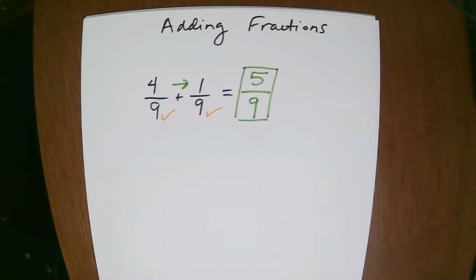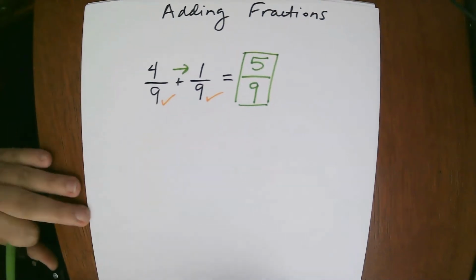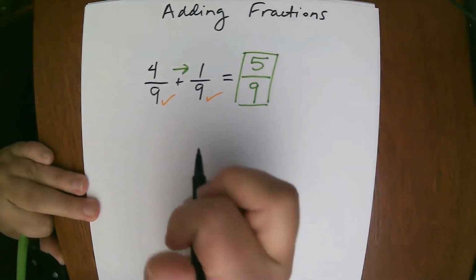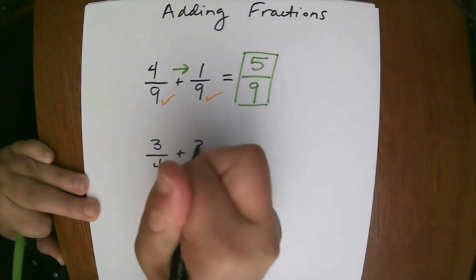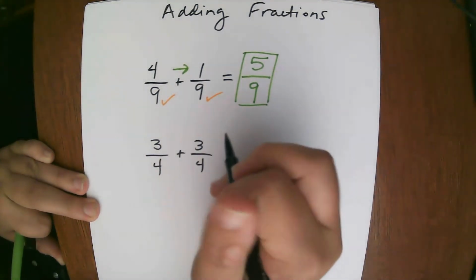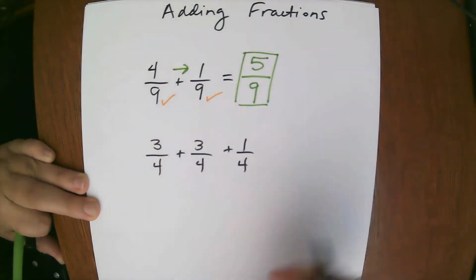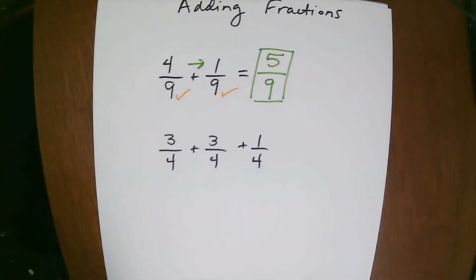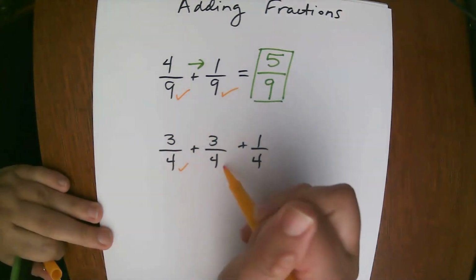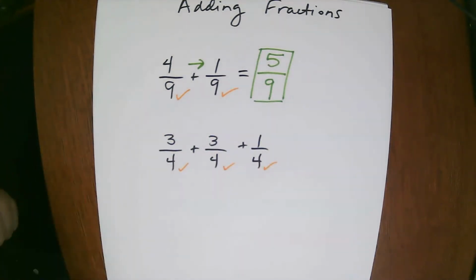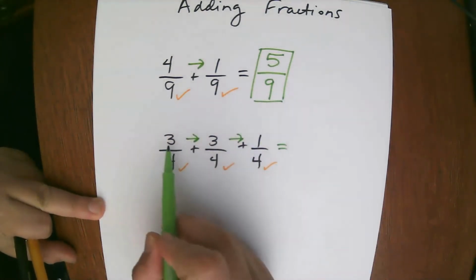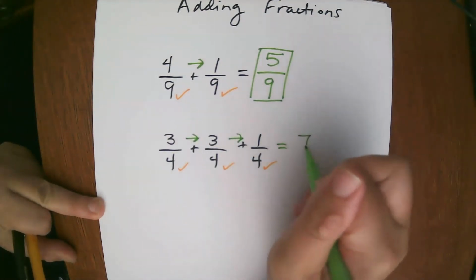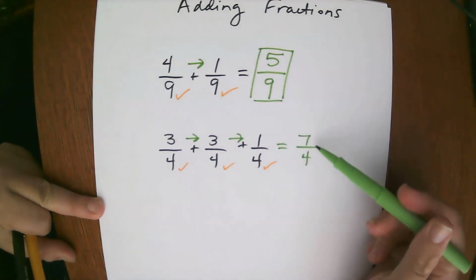Let's look at another example. We have 3/4 plus 3/4 again plus 1/4. Again, we have a common denominator, which is great. 4, 4, 4. So we are good. So all we do is we add our numerators. So 3 plus 3 is 6, plus 1 is 7/4.